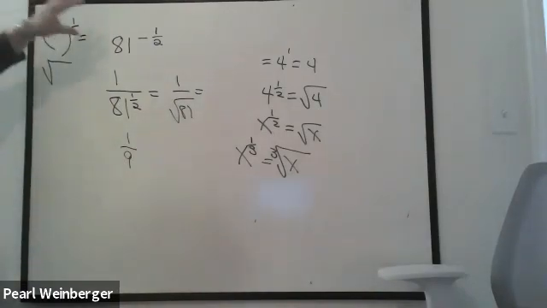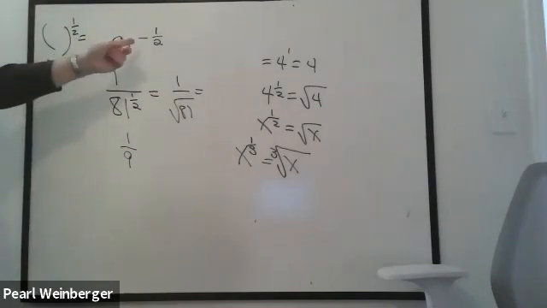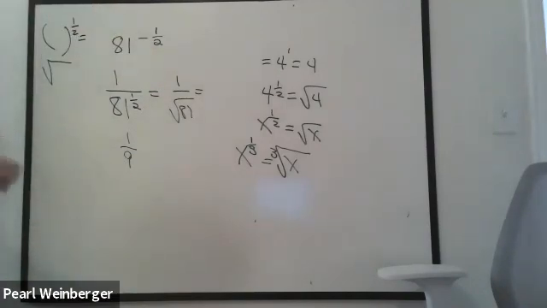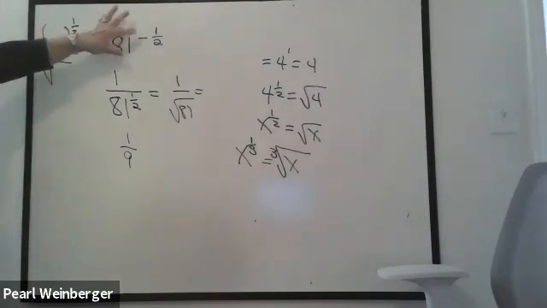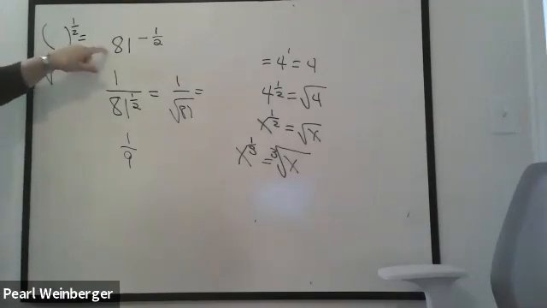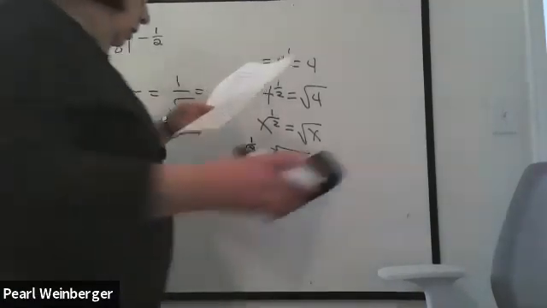Notice with the exponent, we're able to indicate two things that we want to do. We're able to indicate, since it's a 1/2 exponent, that we're taking the square root, and that the negative is telling me that I want to take the reciprocal. Here's another problem.